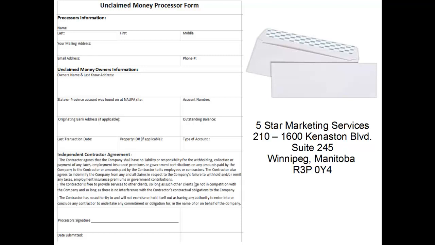Okay. The address that you're going to be mailing these off to in your envelope with your processing fees is to 5-Star Marketing Service, 210 1600 Kenniston Boulevard, Suite 245 in Winnipeg, Manitoba, Canada, R3P0Y4. Now, for the Americans and other people that are outside of Canada, that is our central head office for North America, but if you're in Europe or Asia or South America or Africa, wherever you are processing these forms for us, you're all mailing them to the Winnipeg address.